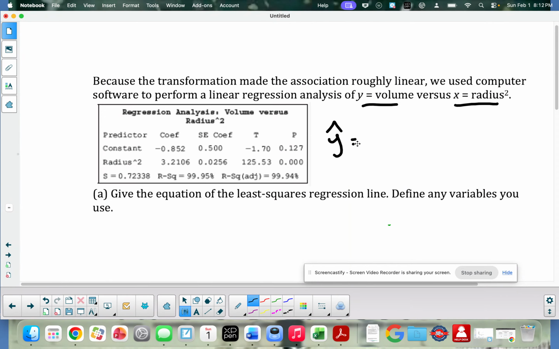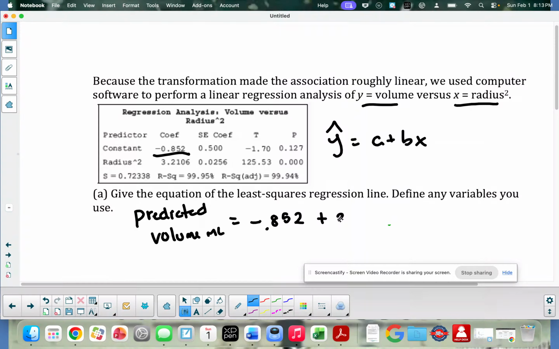Okay, so remember, y hat equals a plus bx, y hat being the, please do not forget, predicted y value. That's part of the equation when we write it. That's what that hat means. So if I'm going to write the regression line, what am I predicting? I am predicting volume in milliliters, right? And that's going to equal my y-intercept, which is also always the first one, so negative 0.852, plus my slope, which is always the second one in that first column. And so what is my x now? My x is now radius squared, which is in meters squared, exactly like they showed it to you on the scatter plot. So you need to make sure that you are showing that you have transformed the data. That's how we do this.